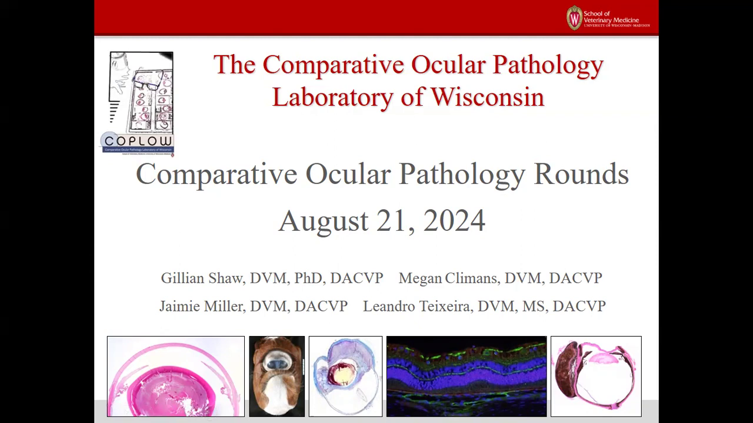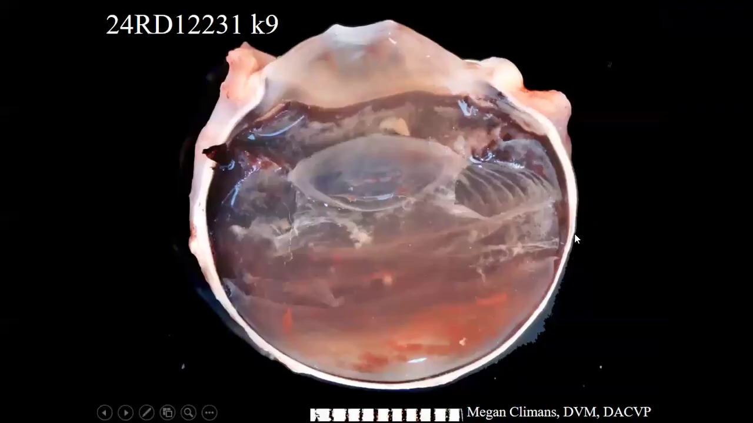So let's get started with comparative ocular path rounds. I am Megan Klimans, one of the staff pathologists, and we'll get right into the first case.